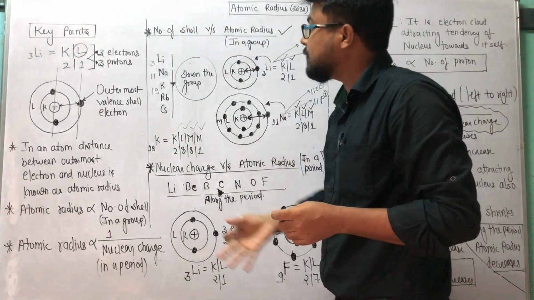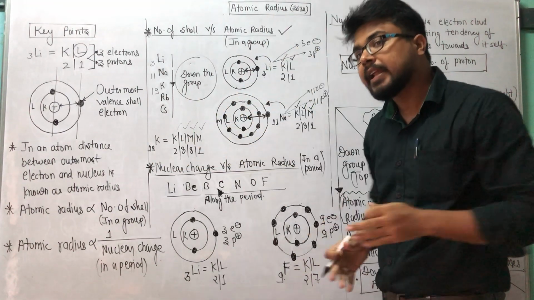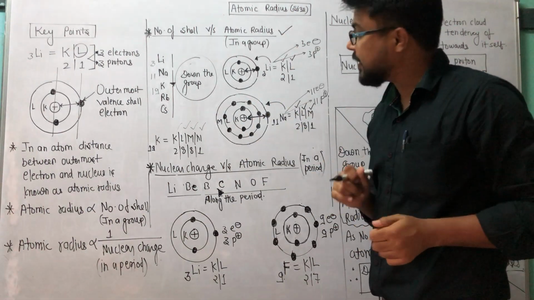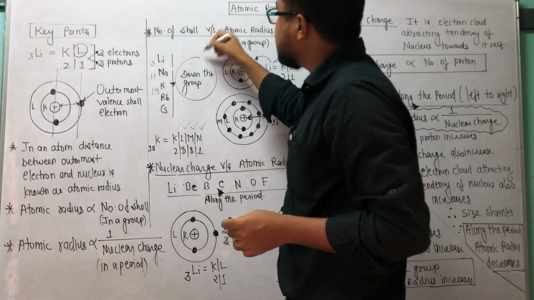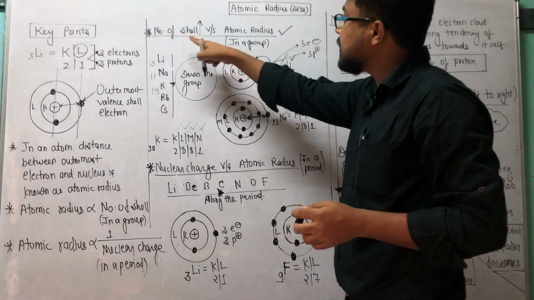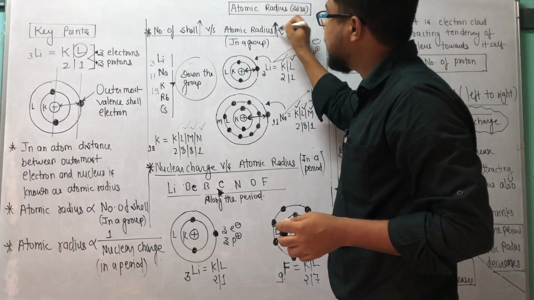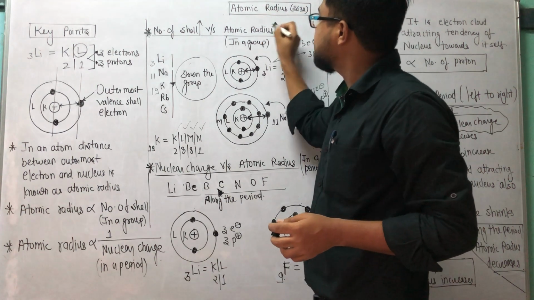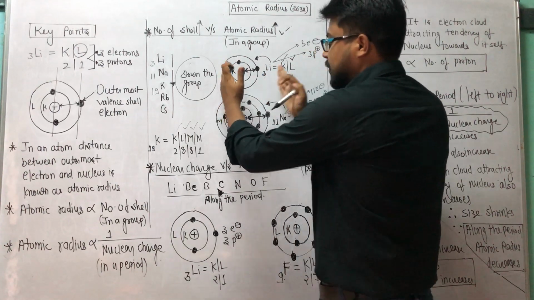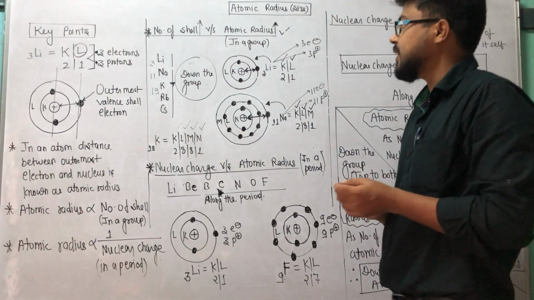So as we move down the group, because of the addition of one extra shell to that particular element, size increases, hence atomic radius also increases. So down the group, because the number of shells increases, as a result atomic radius also increases. I think this concept is clear. Because the number of shells increases, therefore atomic radius also increases. Lithium is a little smaller than sodium and sodium is smaller than potassium, correct? So it is clear, number of shells versus atomic radius.